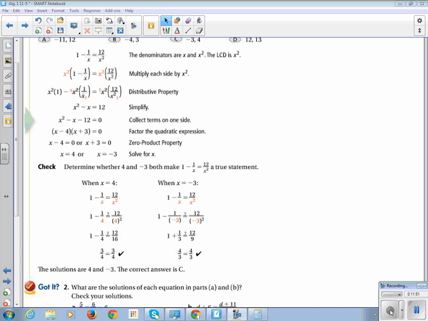So we're going to test out when x equals 4. You plug it in and you get 3/4 equals 3/4. And then we're going to test when x equals negative 3. And you get 4/3 equals 4/3. So both of them are solutions. And unfortunately, this is the section where sometimes one will be a solution and one will not be a solution, so it's important to check your solutions.